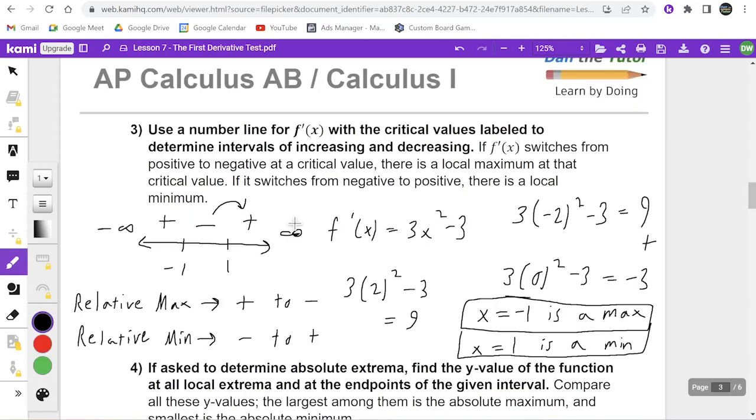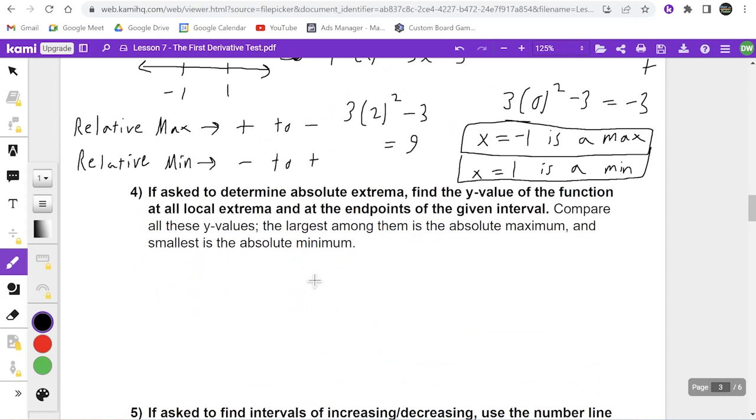Okay, then great. So that's just relative extrema. There's this other word called absolute extrema. Absolute extrema, in my opinion, is a little bit easier. The first step is still the same. You find your critical points. And then the second step is different.